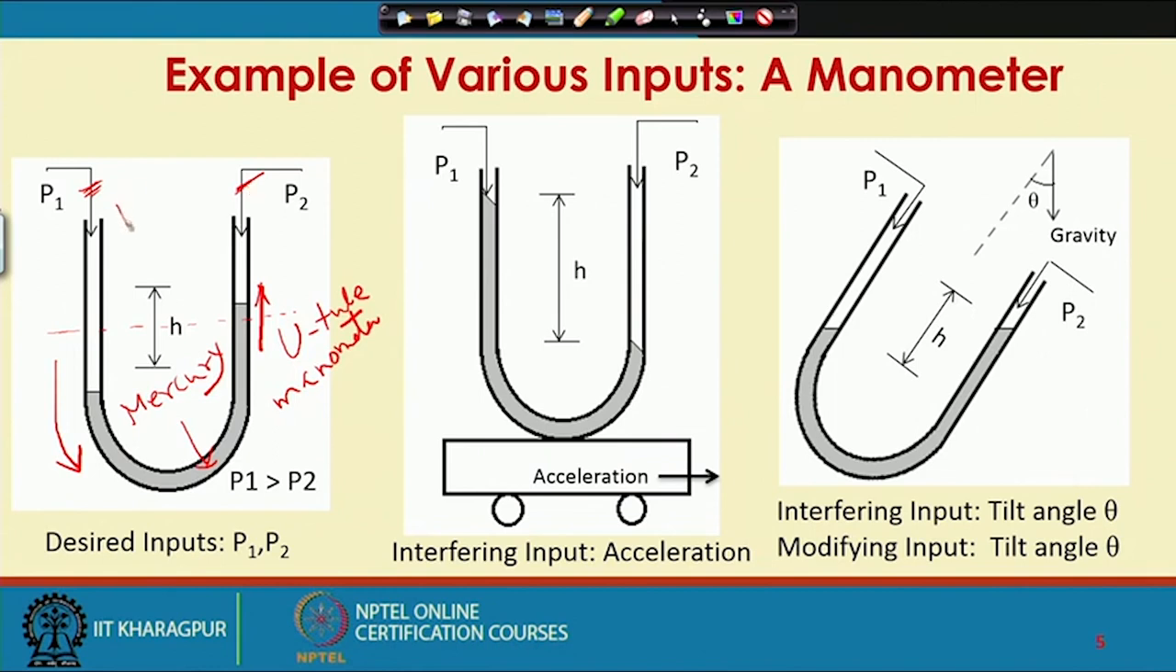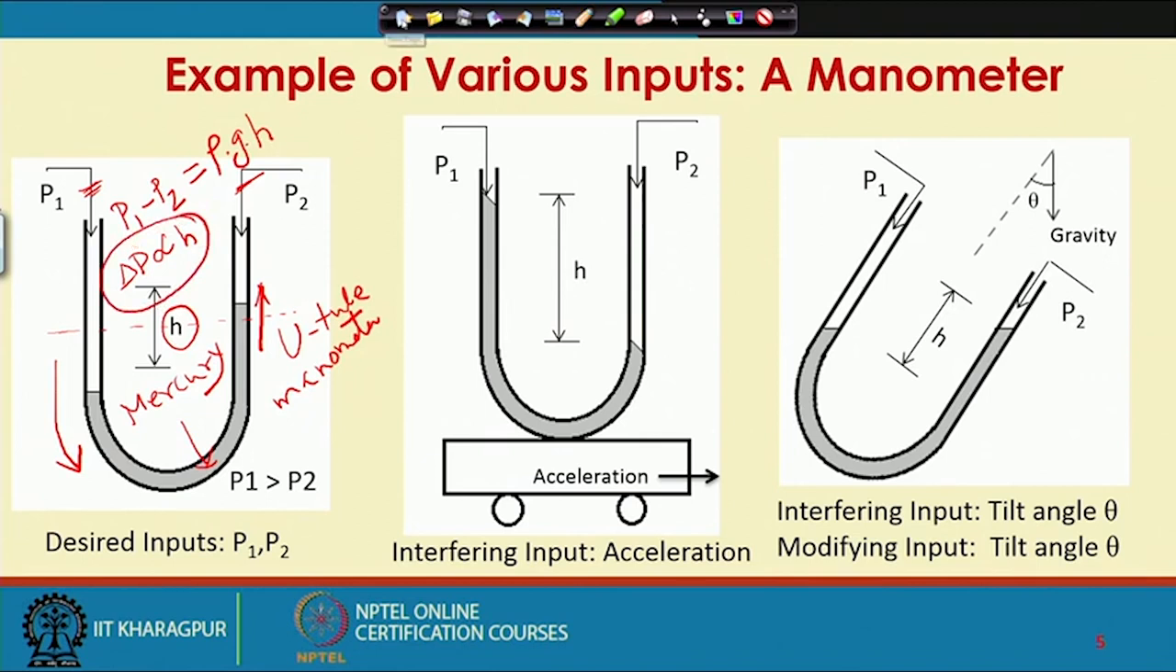So, P1 minus P2 is basically the density of the mercury, then g and then h. So, h is a measure of delta P, P1 minus P2. So, delta P is proportional to h. Delta h is a measure of delta P.